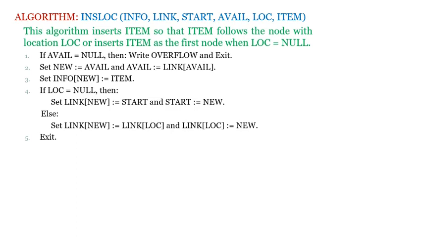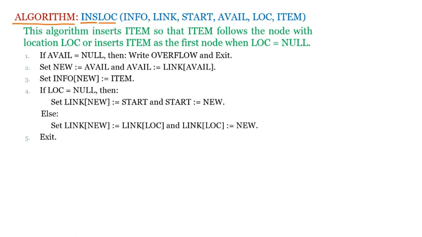Now we are discussing the algorithm for inserting an element in a linked list at a specified location. So here we are starting with the algorithm. This is the algo, and there we are saying INS means insertion, LOC means the location, inserting at a specified location. We know that in the linked list we also have an available list.